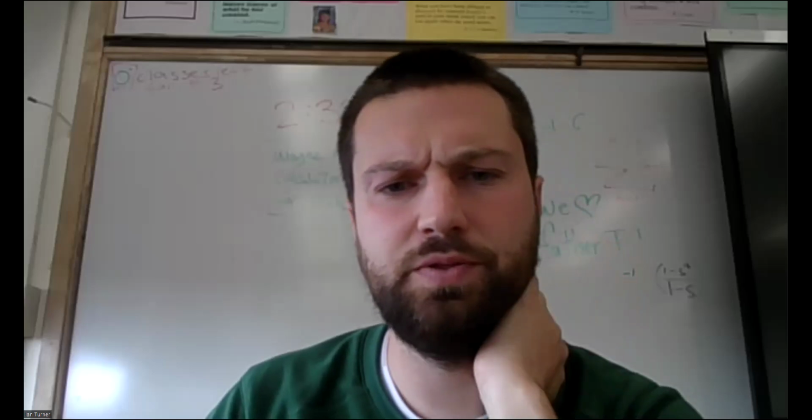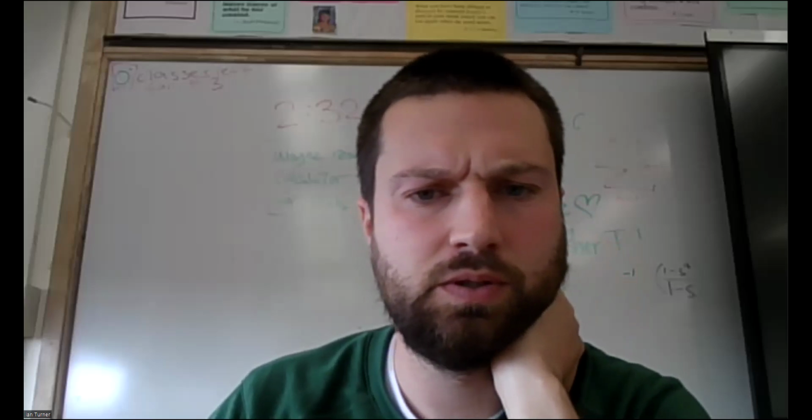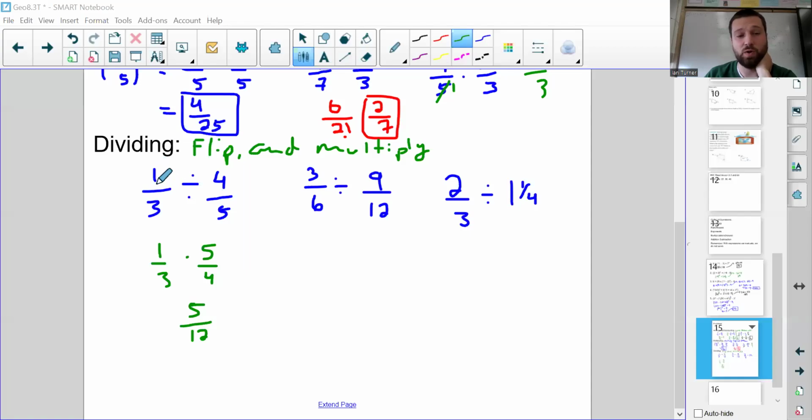Let's go back to our other guy here. So that's what happened here. 1/3 divided by 0.8, it became bigger. Not huge, but it did become bigger. All right, same thing here, right? So we got 3/6. We're dividing by 9/12, but we're going to flip it. So it's going to be times 12/9.